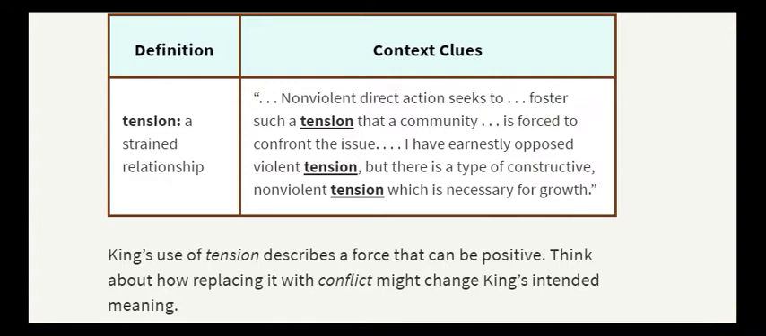"Nonviolent direct action seeks to foster such a tension that a community is forced to confront the issue. I have earnestly opposed violent tension, but there is a type of constructive, nonviolent tension which is necessary for growth." King's use of tension describes a force that can be positive. Think about how replacing it with conflict might change King's intended meaning.